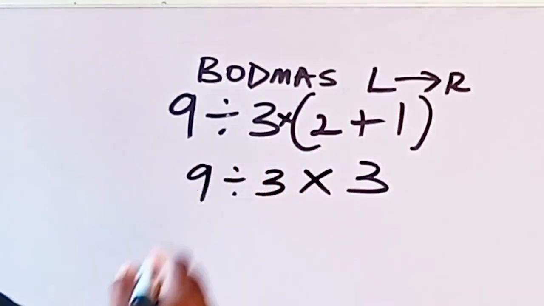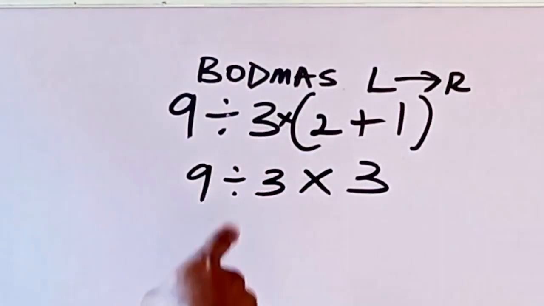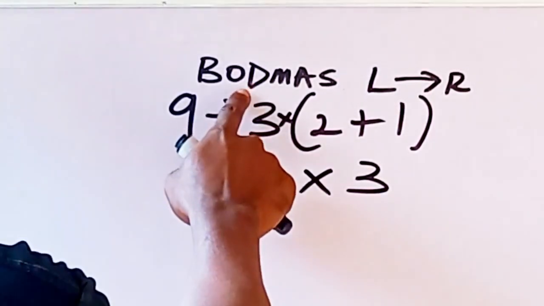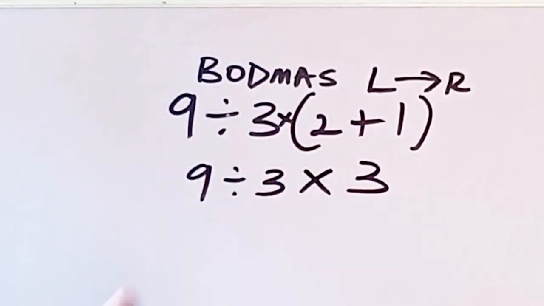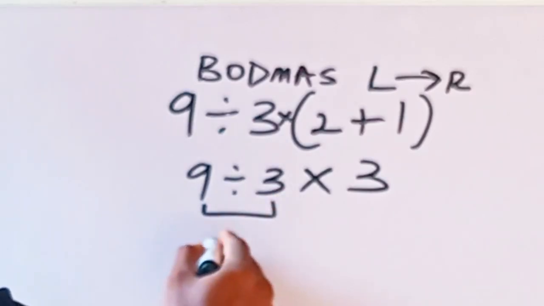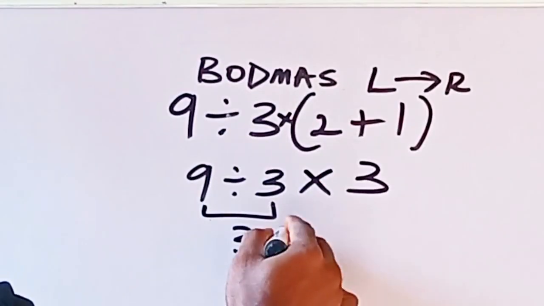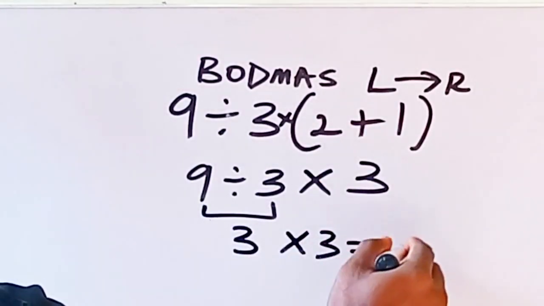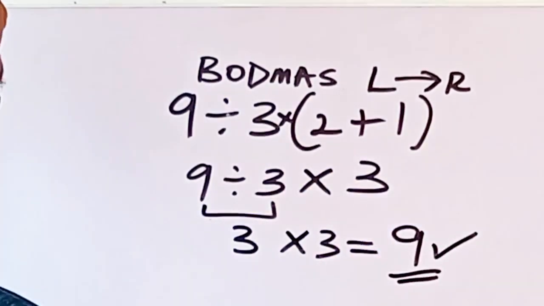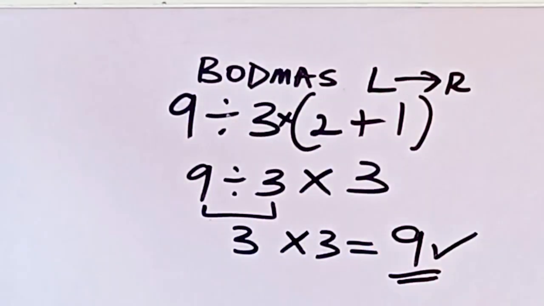Then we have two operators left, which are division and multiplication. Now our order of operation says division comes first, so we have to do this division first. 9 divided by 3 will give us 3, and 3 times this 3 is equal to what? 9. So our final answer is 9. This is the final answer.